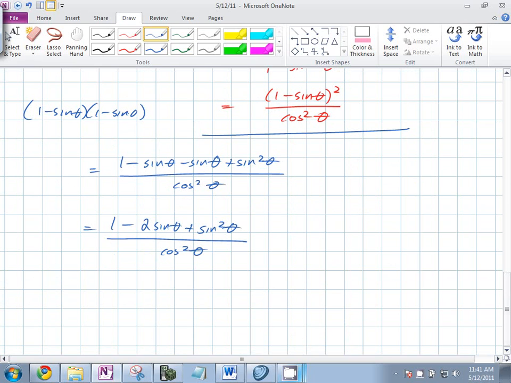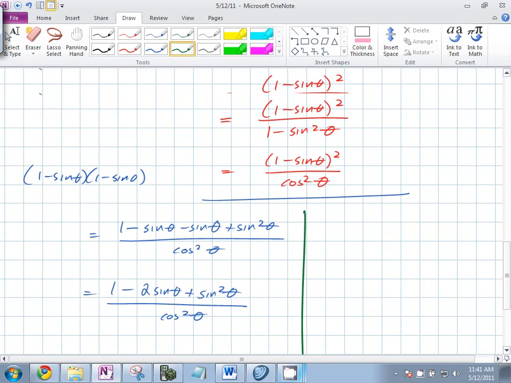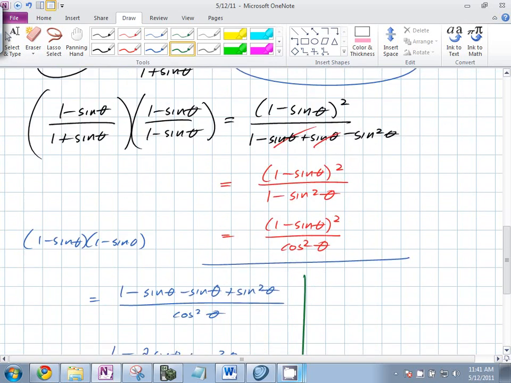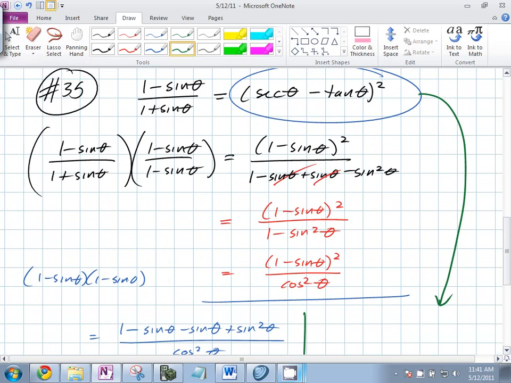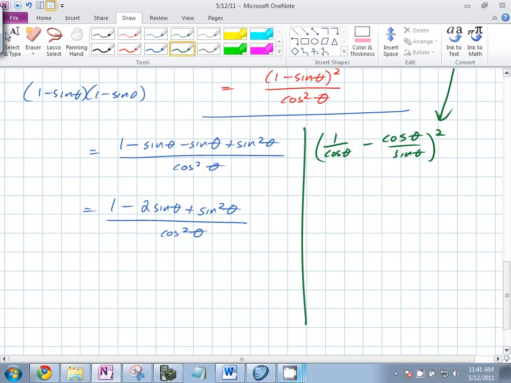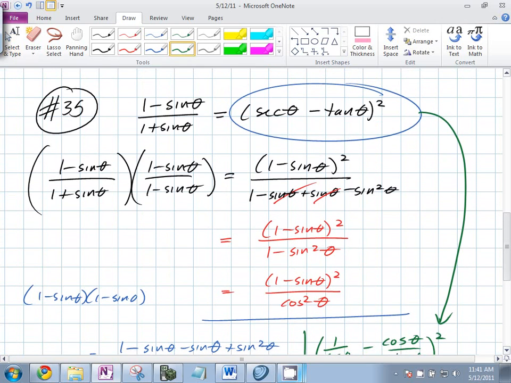If we're stuck, here's one thing you can do. You can take a look at the right-hand side and play around with it to see if you can give yourself some hints. What could you do to the right-hand side to help you figure out what to do next? Write it in terms of sine and cosine. Minus, what is it? Squared, right? And then what should we do? After we've opened it up like that, it's squared, so what could we do?